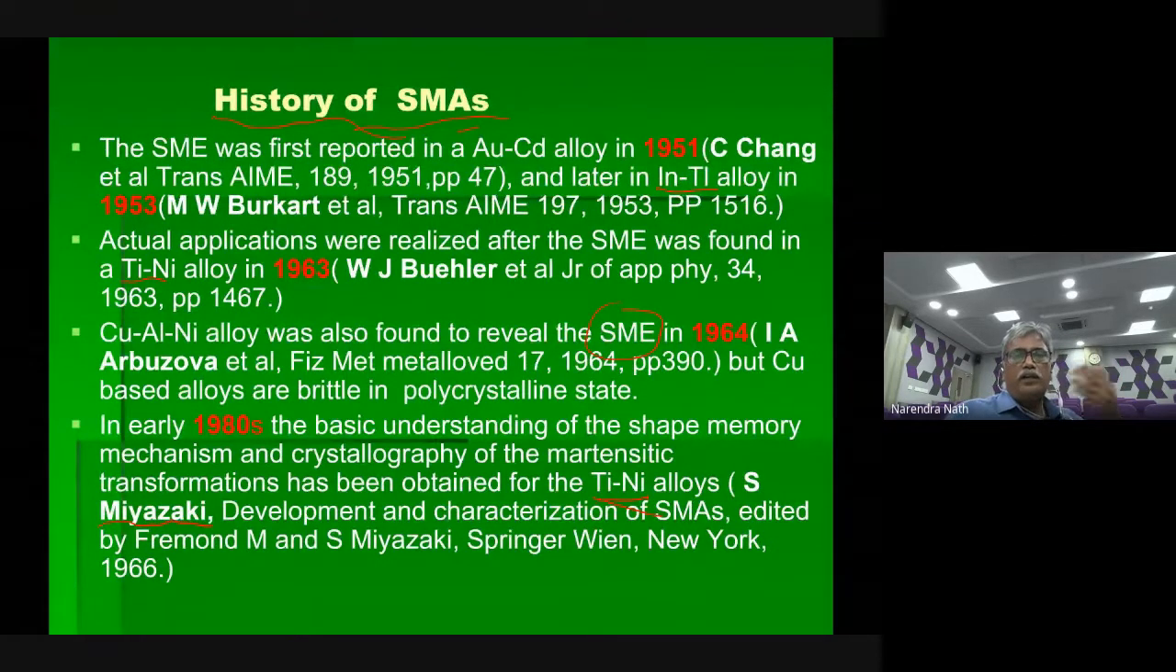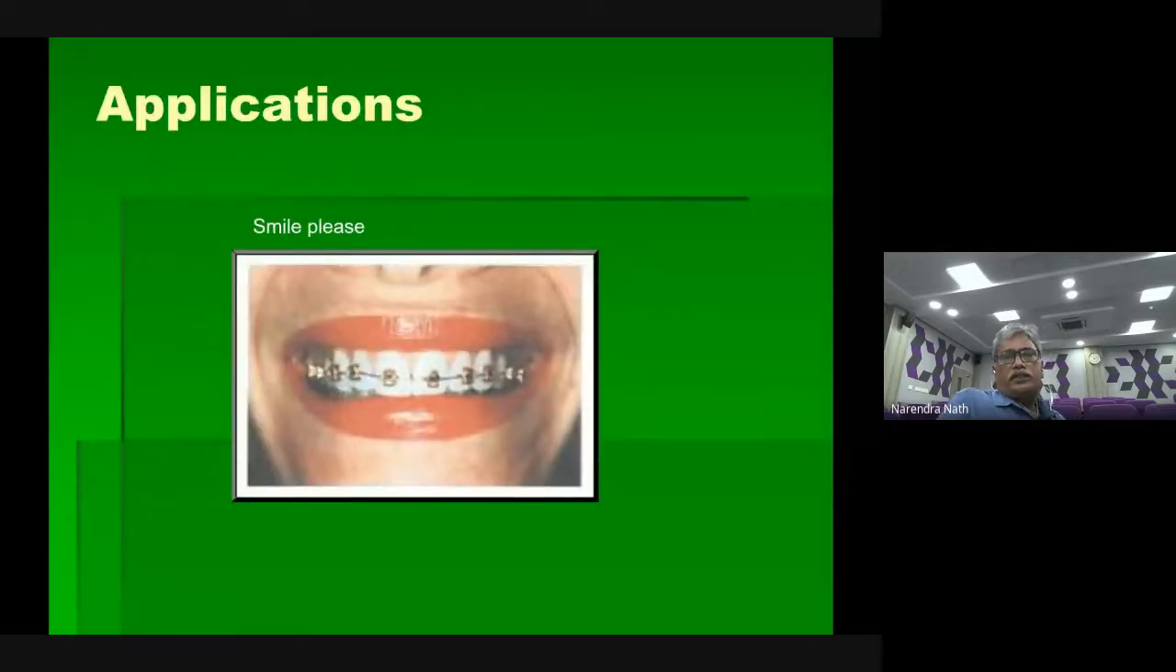So later on, people started working on different aspects, different fronts, and they found different applications, and they started adding ternary elements. Then the application bandwidth started increasing more and more. So this is a brief history of shape memory alloys, of these nickel-titanium based alloys. And applications you can see here.